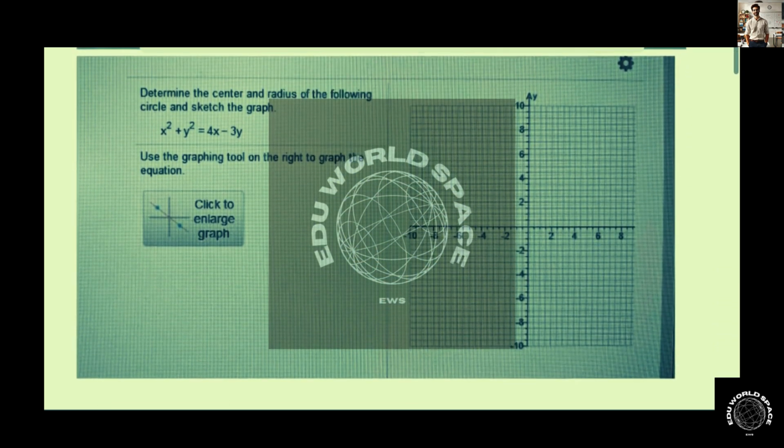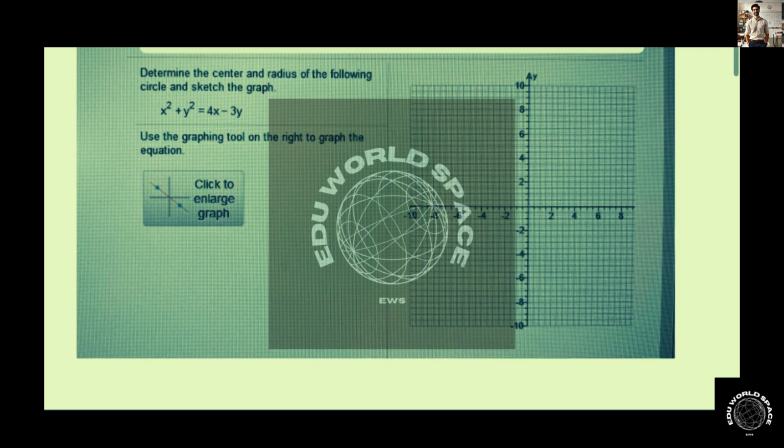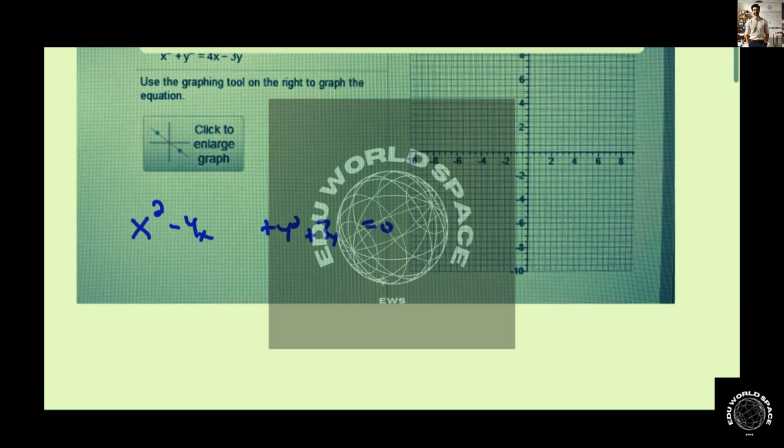Determine the center and radius of the following. Since this is x squared and a y squared and they're both positive, this is going to be either a circle or an ellipse, and let's find out. If we set it equal to 0, x squared minus 4x plus y squared plus 3y equals 0, we can now complete the square with the x's and y's.